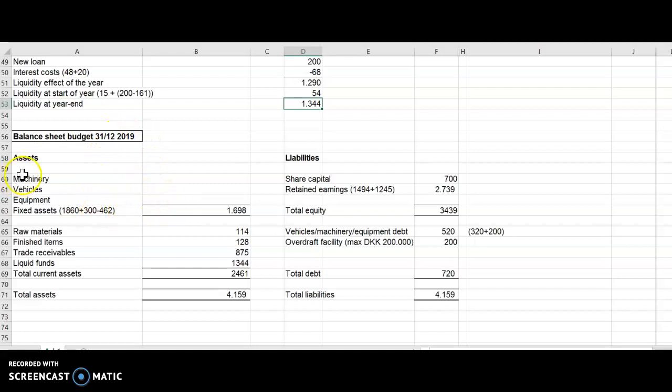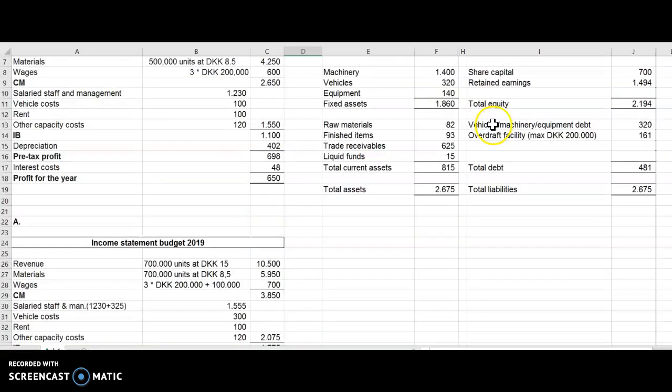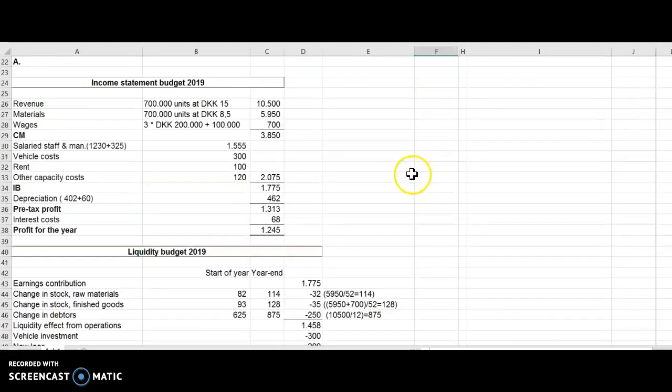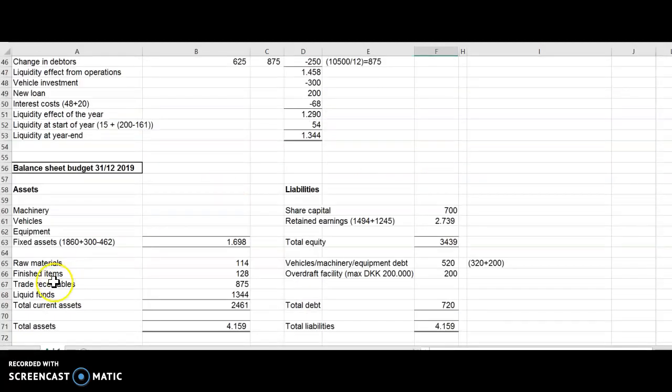When we look at the total assets, we cannot distinguish between machinery, vehicles, and equipment because they did not specify on the different groups. But we had last year a total of 1,860. We can find that here. And then we have purchased 300 a new vehicle, and we have a depreciation for the year. We can find that in our income statement, 462. So our new total fixed assets, it's this amount. It's the book value of the fixed assets.